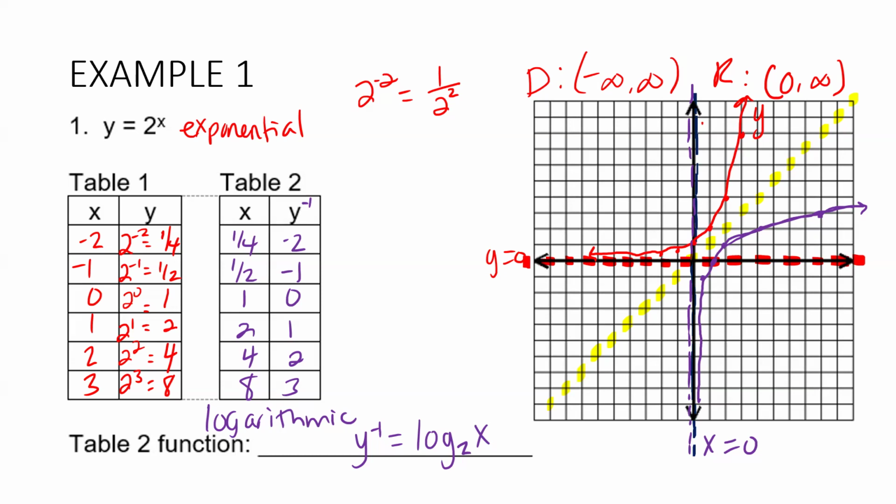What if it had been 4 to the x? What would my inverse be? Log base 4. There you go. If the base changes, then so is the inverse base changing. Does that make sense? All right. Let's talk about the domain of this function. So the domain of my inverse. What's my domain of my inverse now? From left to right.